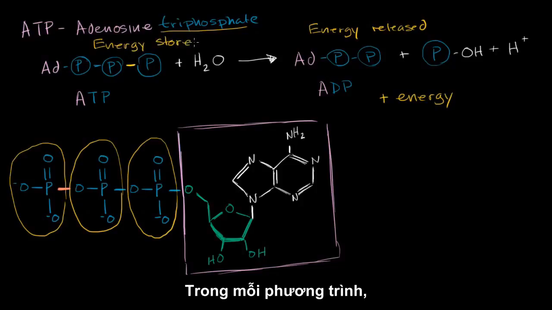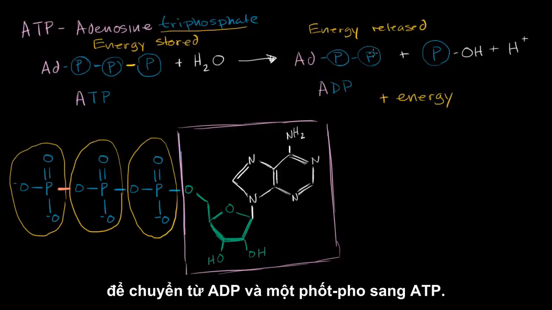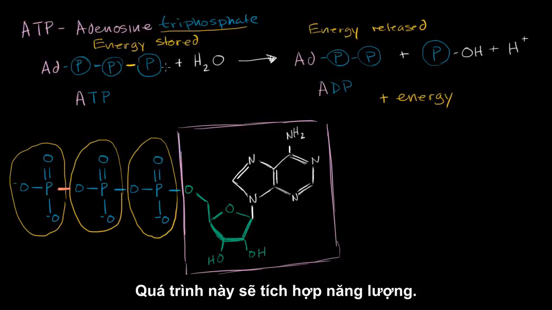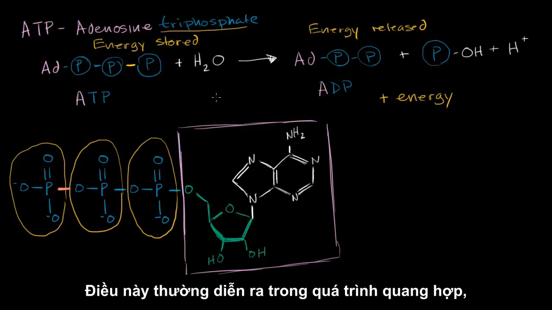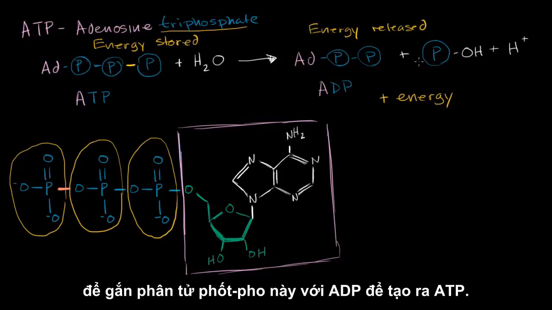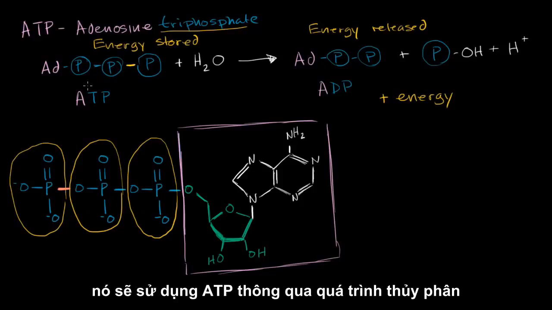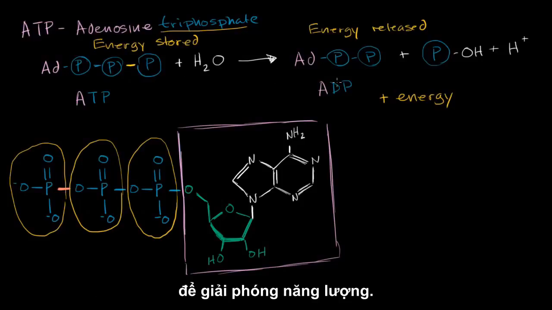And so as you study biochemistry, you will see time and time again energy being used in order to go from ADP and a phosphate to ATP. So that stores the energy. You'll see that in things like photosynthesis, where you use light energy to eventually get to a point where this P is put back onto the ADP to get ATP. And then when biological systems need to use energy, they'll use the ATP, hydrolysis will take place, and they'll release that energy.